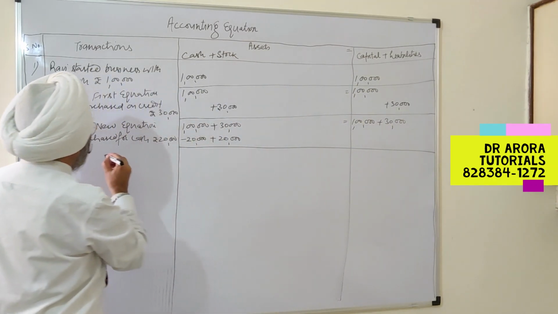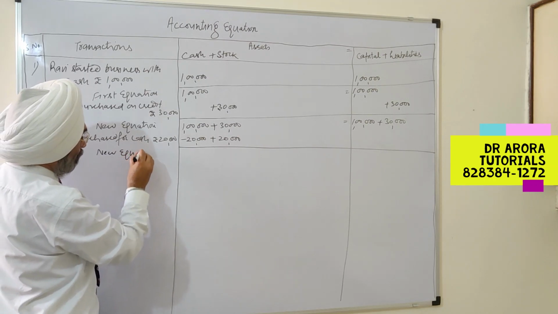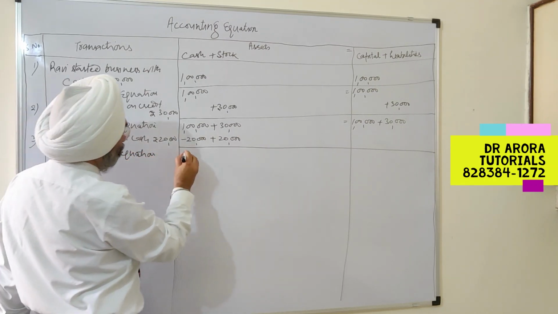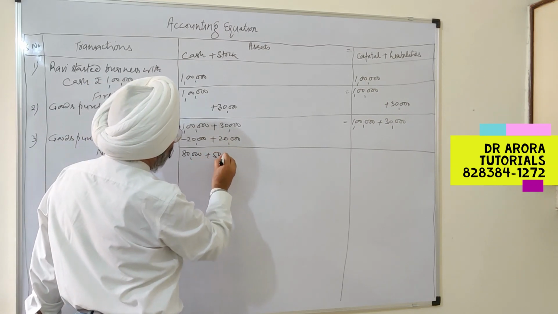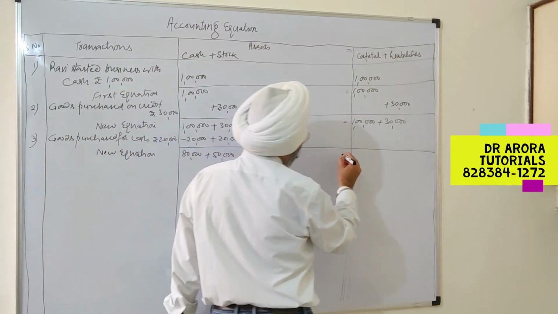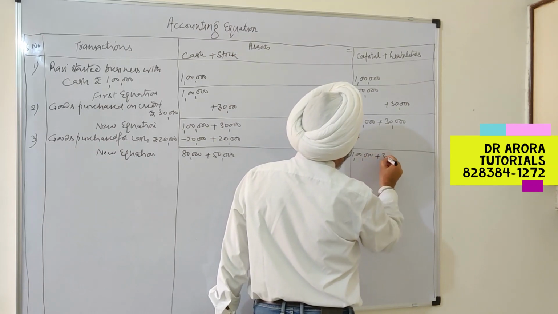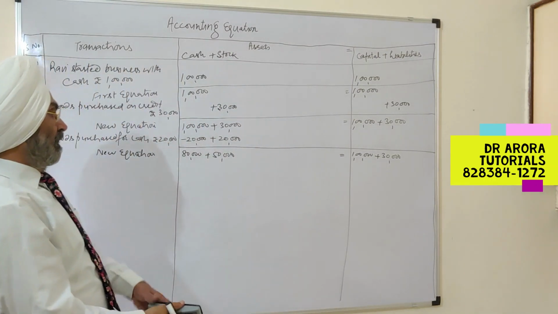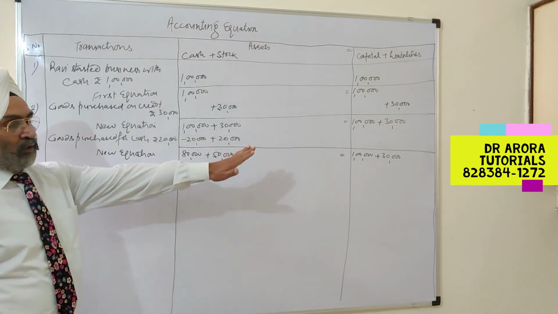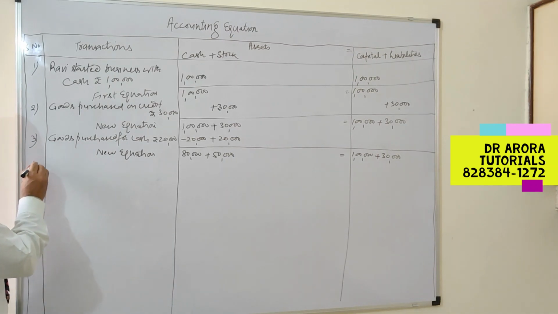Now our new equation is 80,000 plus 50,000, 1,30,000. This is equal to again 1,30,000. 1,30,000 equal to 1,30,000. Now the fourth transaction of the business.